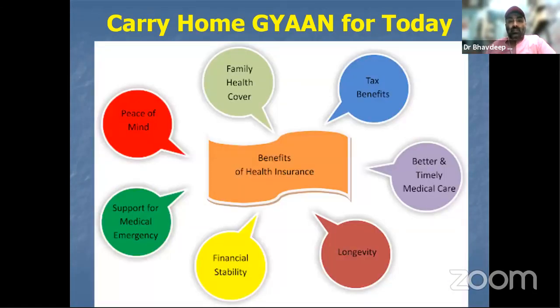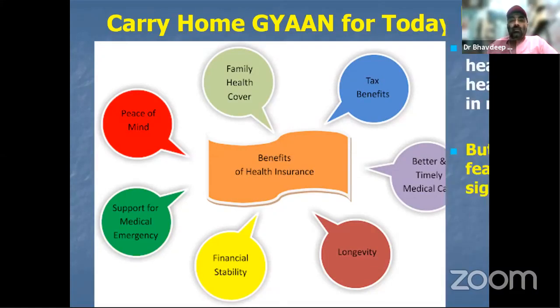So these are the few benefits of health insurance. They can be enumerated in 7 boxes, but there is much more than that. Tax benefits, timely medical care, longevity, financial stability, support for medical emergency, peace of mind, and family health cover. These are very few ones, but it actually gives you a lot of benefit in terms of multiple aspects, that you don't have to dip into your retirement savings, don't have to break your investments for which you want to take the advantage of compounding. So these things should come to the fore.